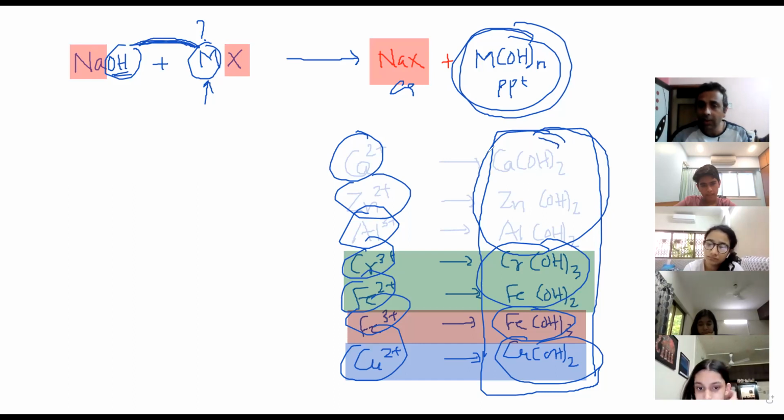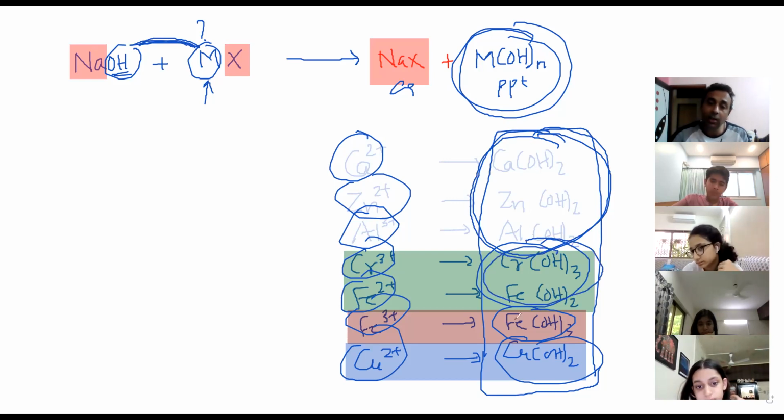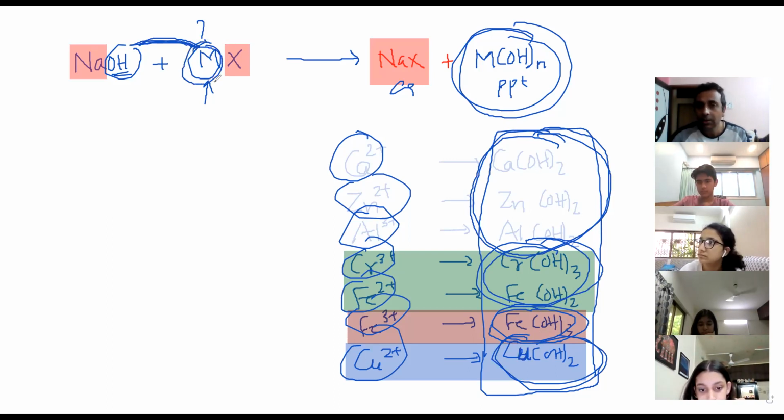If it's calcium hydroxide, zinc hydroxide, or aluminum hydroxide, it will be white in color. Chromium hydroxide, Fe2+ hydroxide, green in color. Fe3+ hydroxide, red brown in color. Cu2+ hydroxide, blue in color. So that's how I will identify which metal this is, from the color of the precipitate.